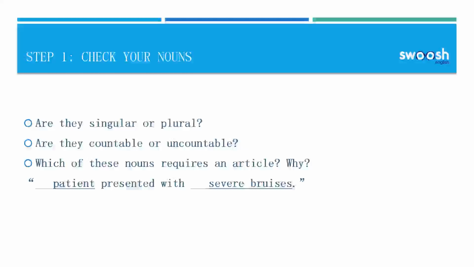So the first step is that you have to make sure you check your nouns. We only ever use articles with a noun or a noun phrase. So if you're asking yourself the question, should I be using a, an, or the, it should always be in relation to nouns. For example, if you look at the sentence at the bottom of the screen here, it says, patient presented with severe bruises. In this case, you can see that we have two separate nouns. We've got patient, which is a noun, and then we've also got severe bruises, which is a noun phrase. So with these sorts of words, we're asking ourselves the question, do we need to use an article? And if so, why?